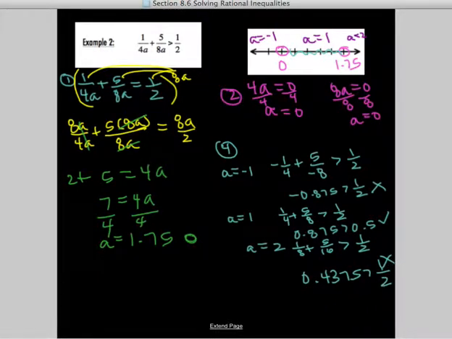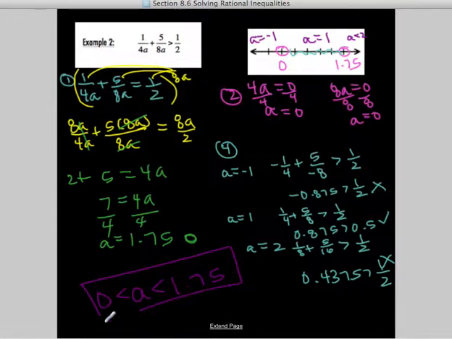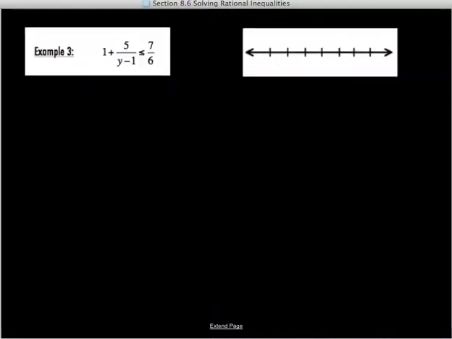So then my solution comes from looking up at my number line. Okay, it's where I shaded. So 0 is less than a is less than 1.75. There is my answer for example 2. All right, example 3, let's move on. Okay, step 1, we need to go ahead and solve this as is.